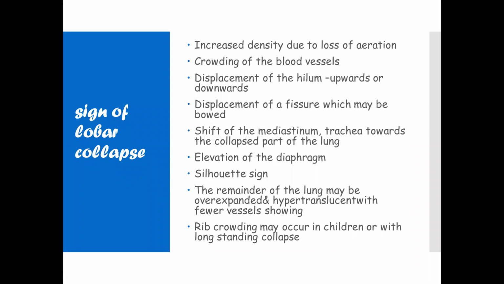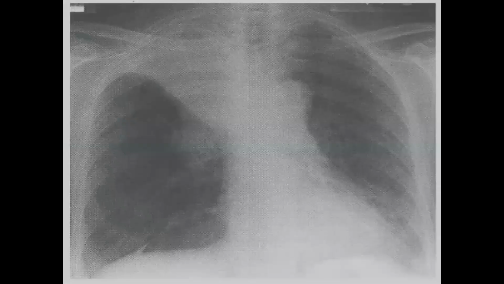So what are the signs of lobar collapse? Increased density due to loss of aeration, crowding of the blood vessels, displacement of the hilum upwards or downwards, displacement of a fissure which may be bowed, shifts of the mediastinum and trachea towards the collapsed part of the lung, elevation of the diaphragm, silhouette sign. The remainder of the lung may be overexpanded and hypertranslucent with fewer vessels showing, and rib crowding may occur in children or with long-standing collapse.